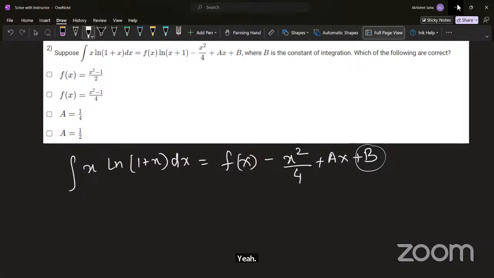Then we can't apply integration by parts. We have to use the substitution method: 1 plus x is equal to t. Then we differentiate, and we get the integral of ln t. So we get the function x ln t minus t ln t plus t. I get that part.